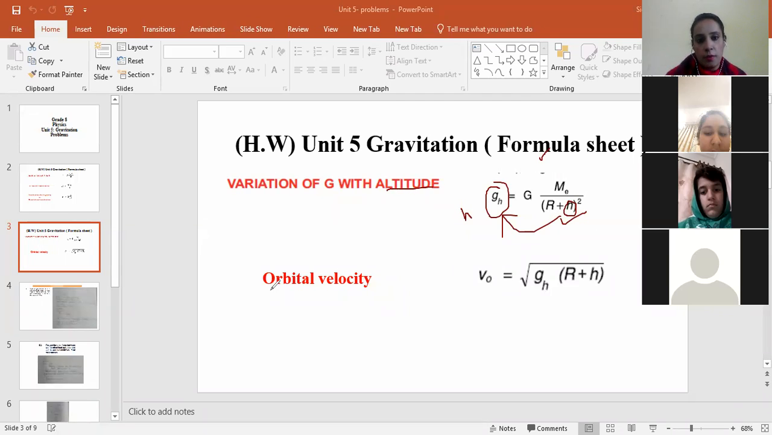Then in case of orbital velocity, you have to use the formula v naught equals under root gh into (r plus h), right? And in some problems, you don't have to use these exact formulas. You have to substitute and arrange these formulas according to the problem's requirement. So keep this in your mind, okay?